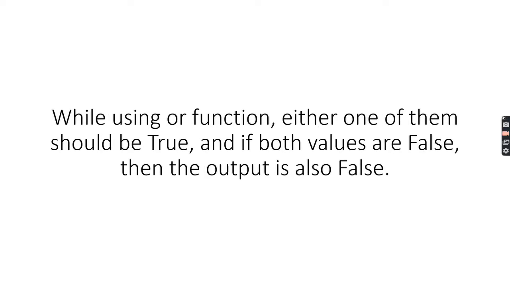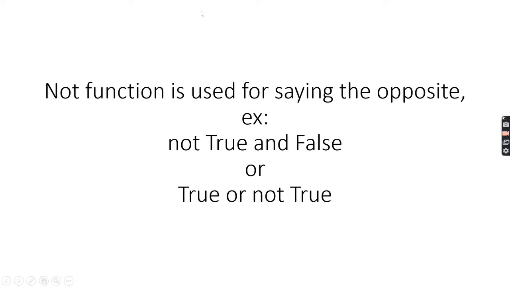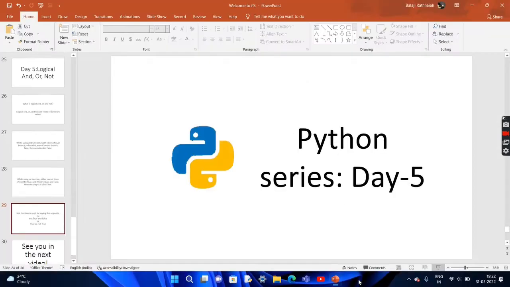While using the OR function, either one of them should be true, and if both values are false, then the output is also false. But in this OR function, even if one of them is true, then it will give the output true. Only if both of them are false, then it will give false output. And the not function is used for saying the opposite, for example, not true and false, or true and not true, true or not true. So I'll show you how to use this.